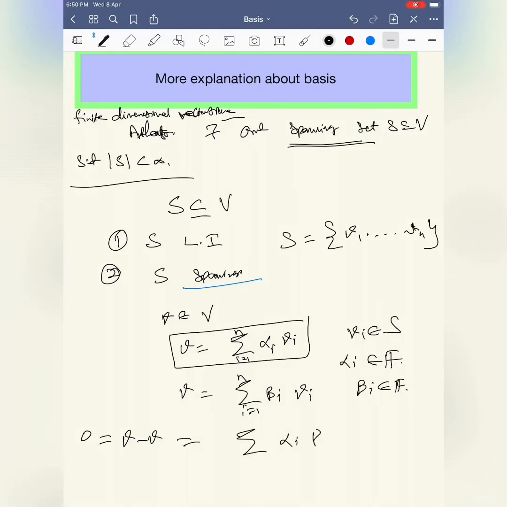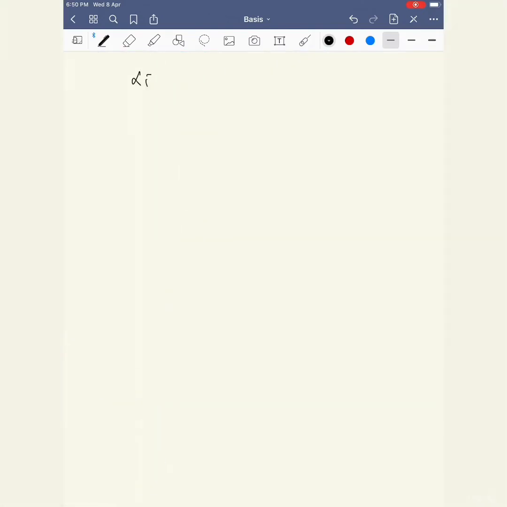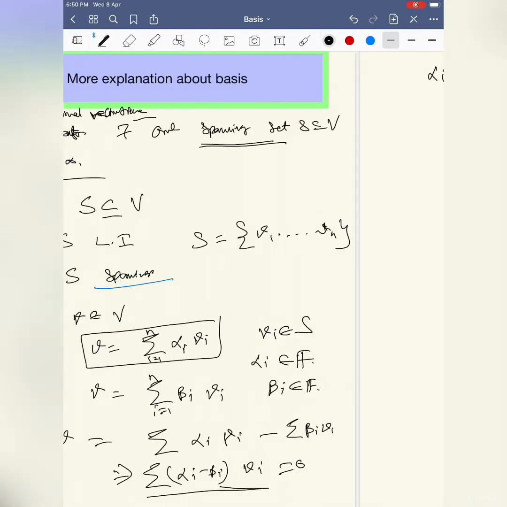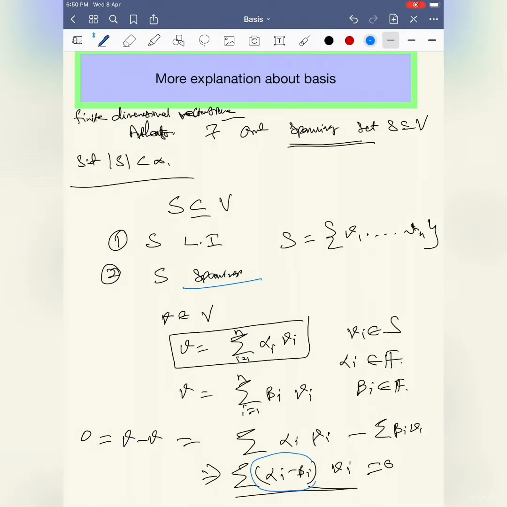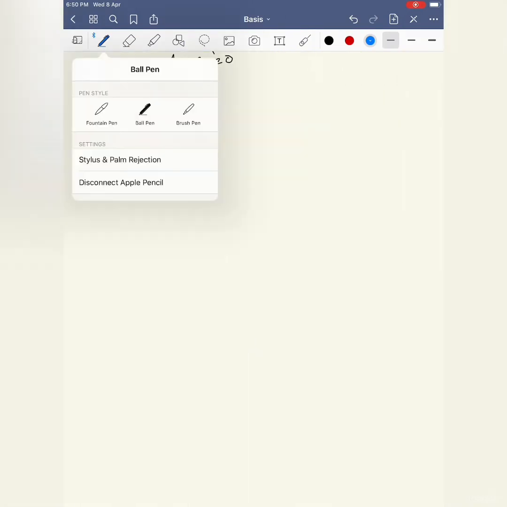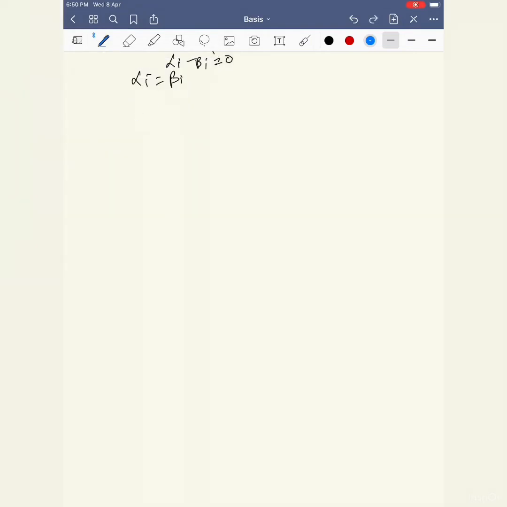That means the summation of alpha i Vi minus the summation of beta i Vi. That is nothing but the vector space law. We can use this to get the 0 vector equal to 0. Linear independence says that alpha i equals beta i, because each term alpha i minus beta i should be 0, right? This is a scalar. The scalar must be 0. That is what we see about linear independence. I'm using linear independence, so every vector from V can be written uniquely.